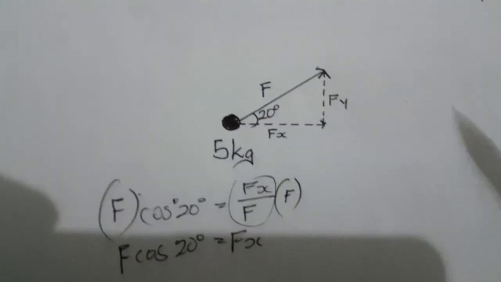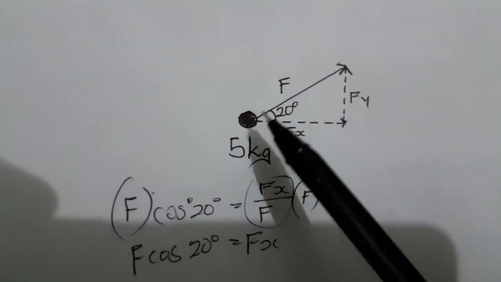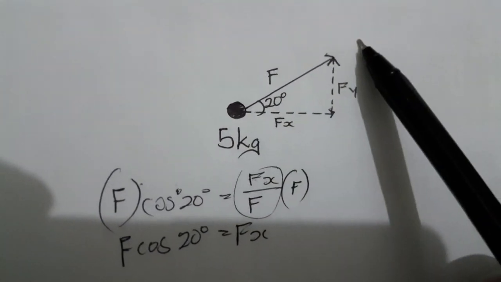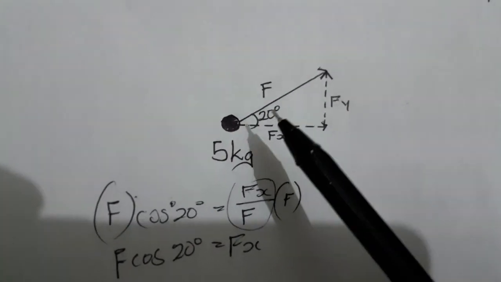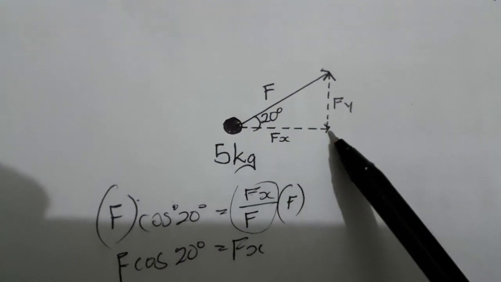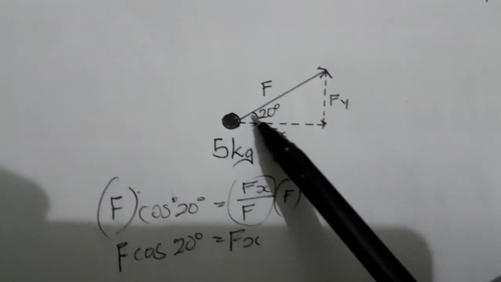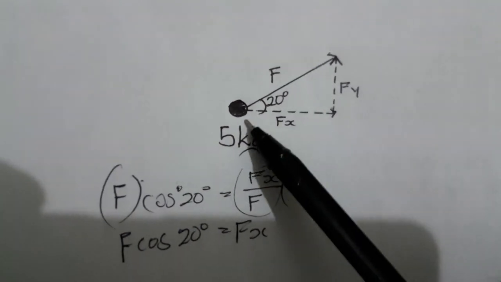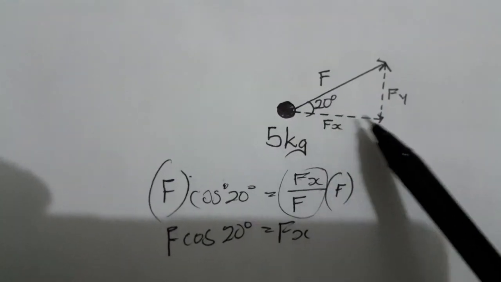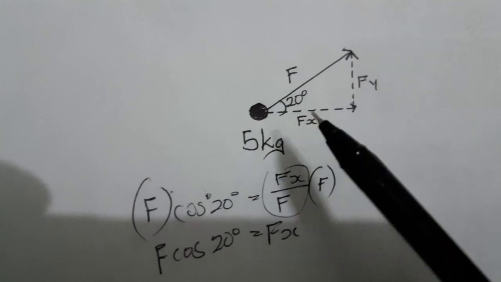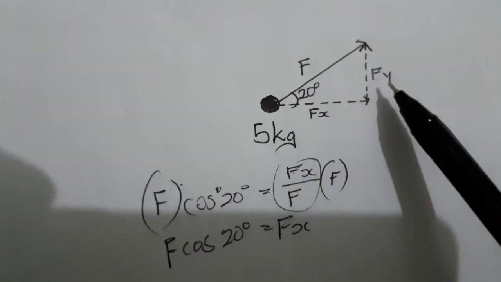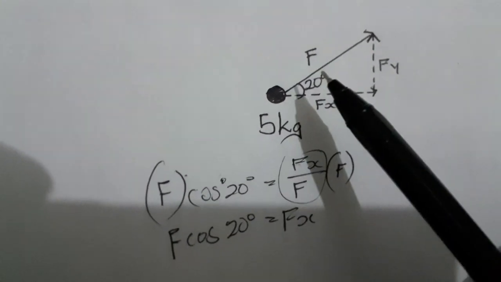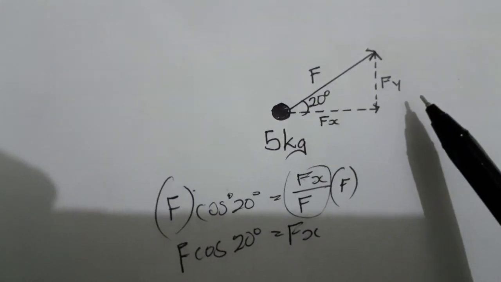First of all, let's look at this diagram. This is our 5 kg block, and then here's the force. The force is F, acting at 20 degrees from the horizontal. So here's our horizontal line. Now we resolve this vector. When we resolve it, we'll have Fx, which moves in this direction. Then we have Fy, because it's also moving upwards. So it will have an upward force and a horizontal force.